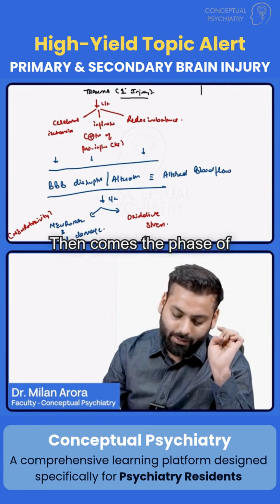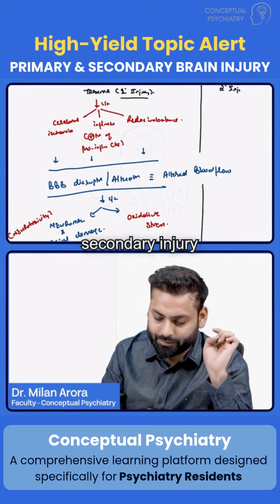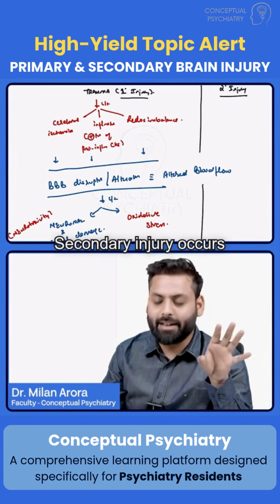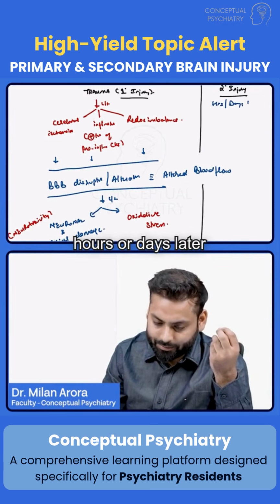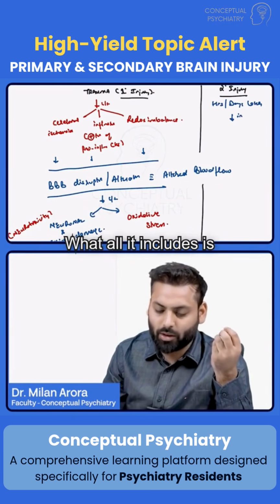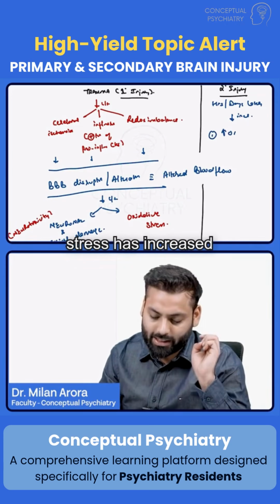Okay, then comes the phase of secondary injury. Secondary injury occurs hours or days later. What all it includes is, by this time the oxidative stress has increased.